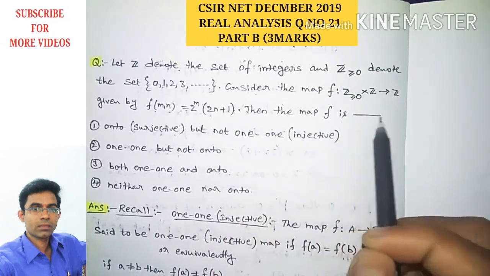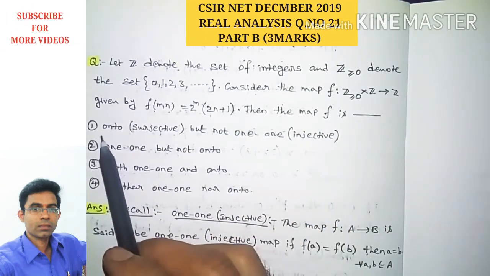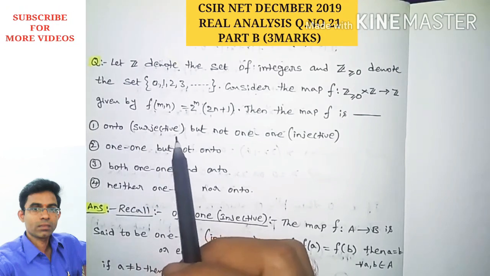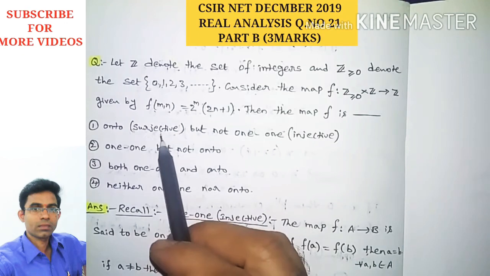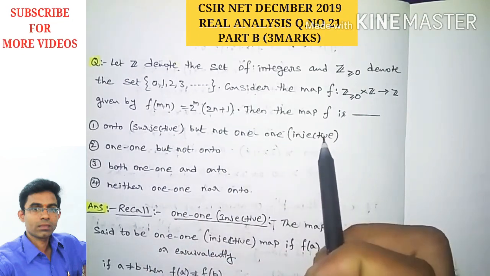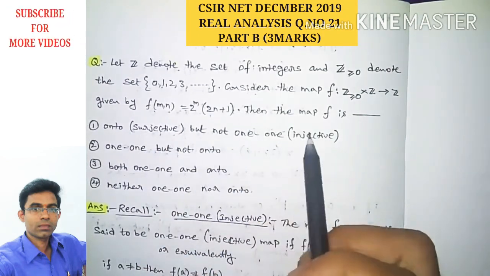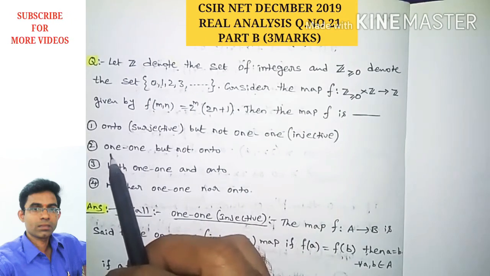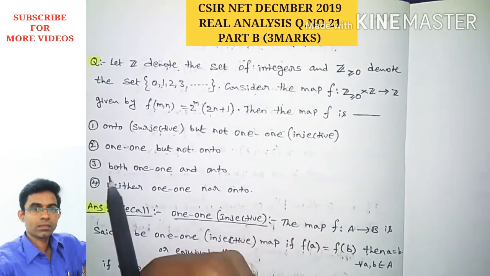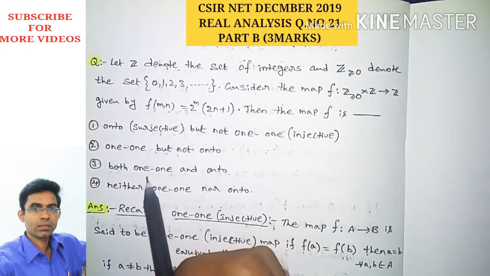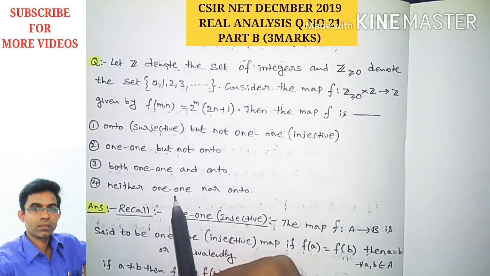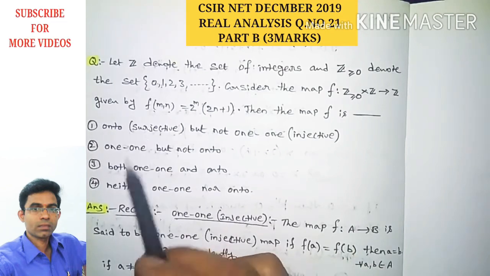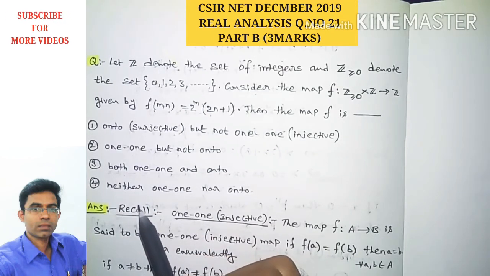Then the map f is, and the four options are: option 1, onto (surjective) but not 1-1 (injective). That means the given map is a surjective mapping but it's not an injective map, it is onto but not 1-1. Option 2, the map is 1-1 but not onto. Option 3, the map is both 1-1 and onto. And option 4, the map is neither 1-1 nor onto. So we have to choose one correct option from these 4.